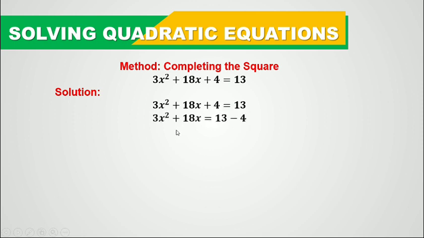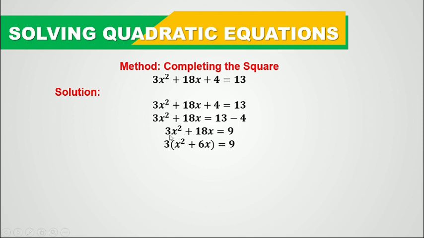So this becomes 3x squared plus 18x equals 13 minus 4. So from plus 4, it becomes minus 4. And then simplify, so that becomes 3x squared plus 18x equals 13 minus 4, that's 9. And then let's factor this out.